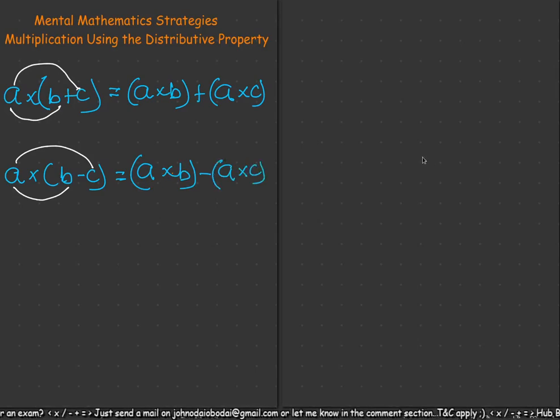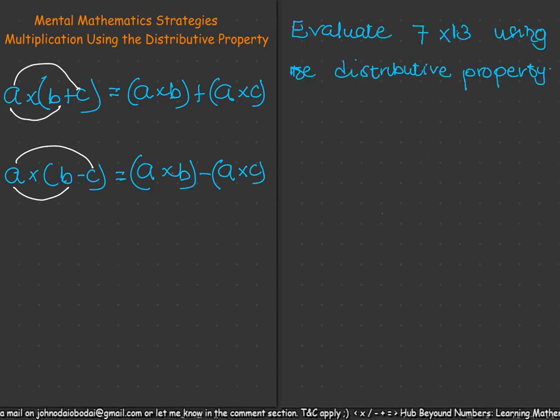So how do we apply this property to solve multiplication problems? Let's look at how that works. For the first couple of examples, we'll look at how to apply it in addition. This first example says you have to evaluate 7 times 13 using the distributive property. How do you go about it?